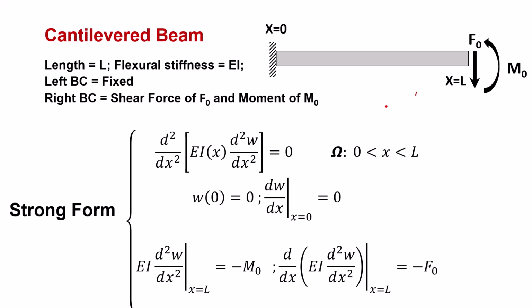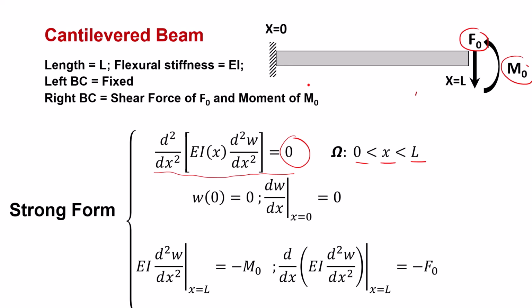So we consider a beam with length L, flexural rigidity of EI, and with a left boundary which is fixed, and the right boundary is subjected to a shear force of F0 and moment of M0. Inside the domain of x, which is between 0 and L, the governing equation is shown here. The right hand side of the equation is 0 because we do not have any distributed load. This is our strong form differential equation within the domain.